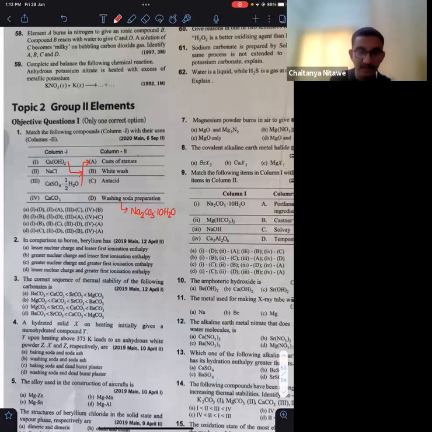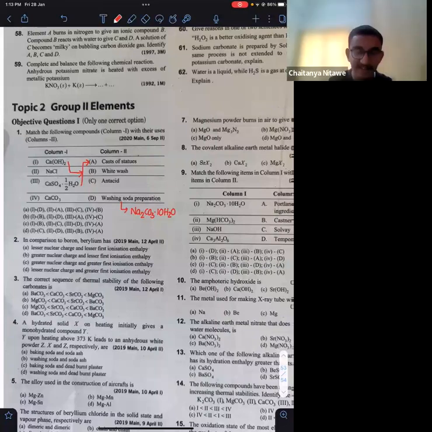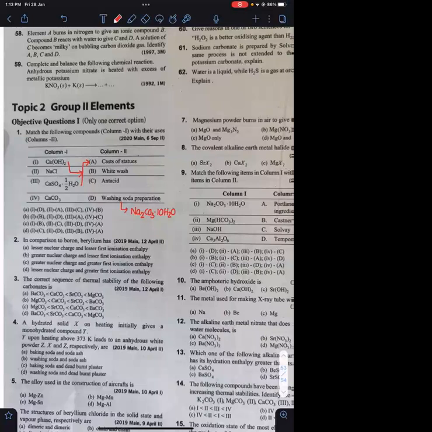NaCl will react with water to form NaOH. No, NaOH will react with CO2 to form NaHCO3. NaCl will react with CO2 to form NaHCO3. That is completely wrong. Any other student?